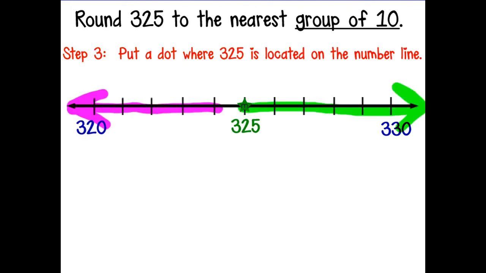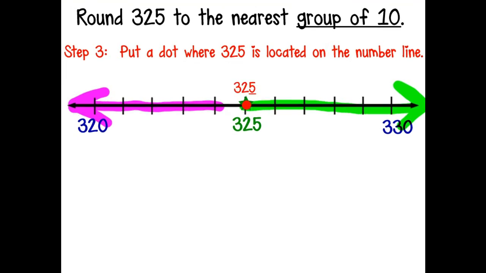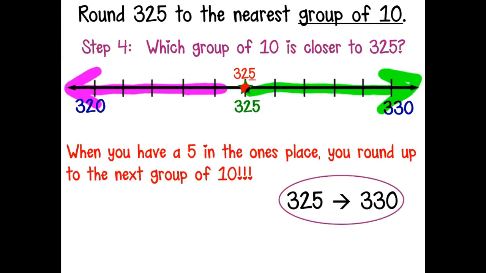325 and all the numbers greater than 325 will round up to 330. Every number on this number line that is less than 325 will round down to 320. Now we will put a dot where 325 is located on the number line. When we're rounding to the nearest 10 and there's a 5 in the ones place, we bump it up. So 325 rounds up to 330.